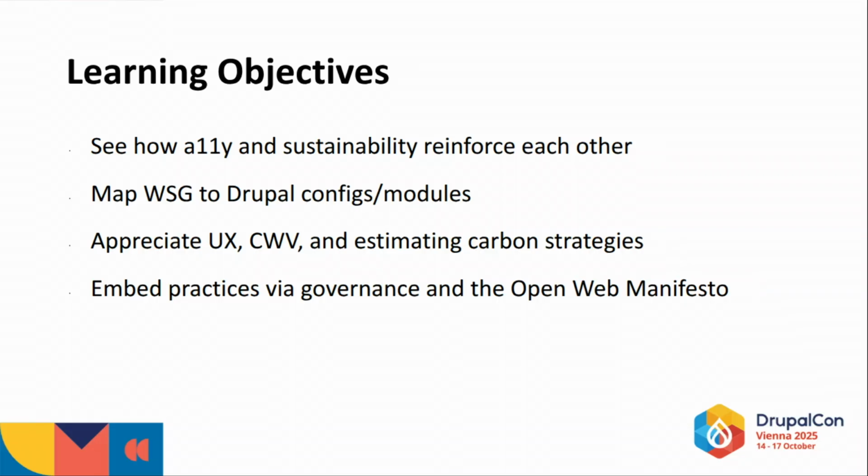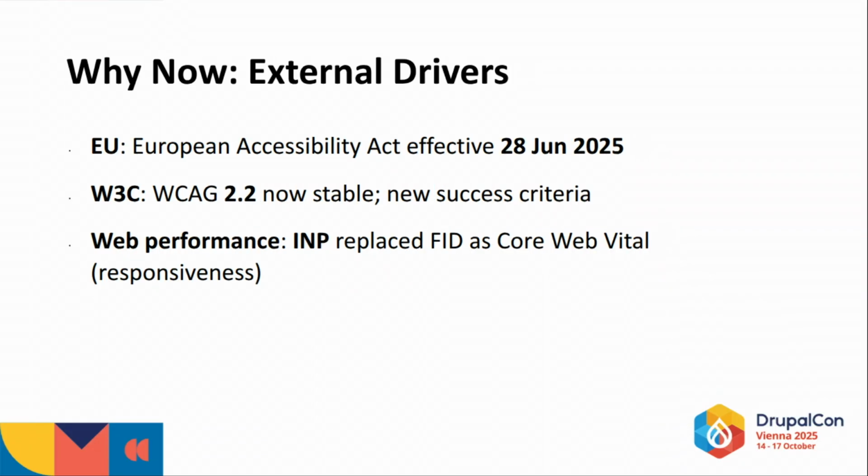The learning objectives: by the end of this, we'll hopefully see how accessibility and sustainability reinforce each other and in many ways complement each other, how we map the web sustainability guidelines to Drupal configurations and modules within a Drupal framework, how we appreciate UX strategies, core web vital strategies and estimating carbon strategies, and how we can embed practices via governance into our workflows, and how that relates to the Drupal Open Web Manifesto. So let's hope.